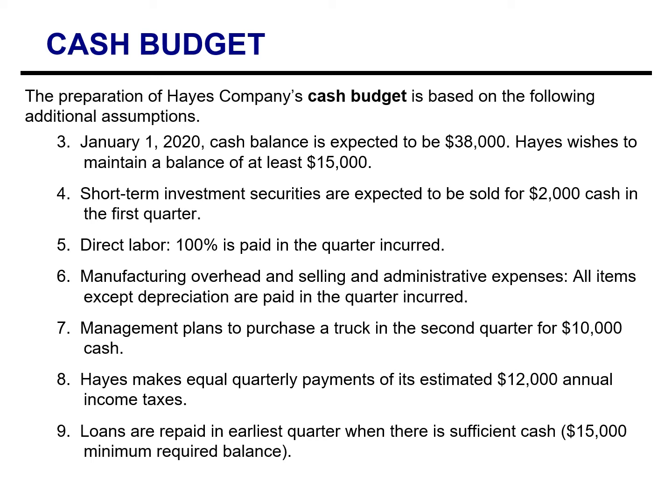Management intends to purchase a truck in the second quarter for $10,000, so show that as a payment. Hayes is also going to make equal quarterly payments for a total of $12,000 for their income taxes. And loans, as well as the interest, are repaid when there is sufficient cash.